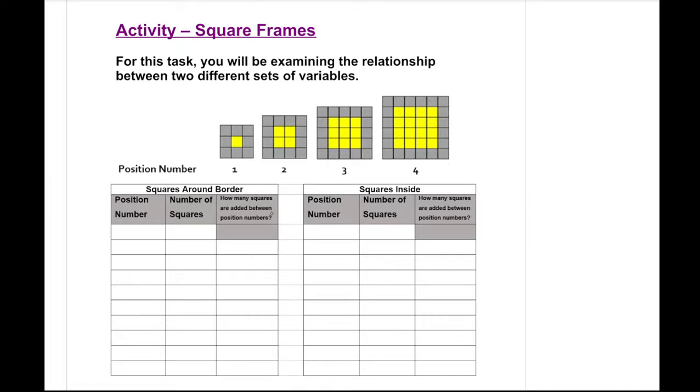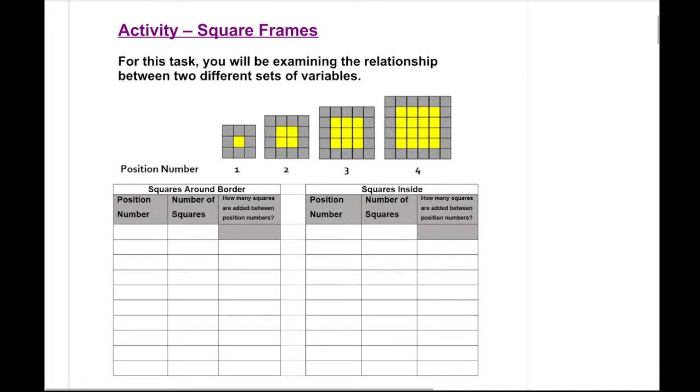We are going to be looking at how many squares are added between position numbers, or what the numbers change by. So we look at position 1, 2, 3, 4, at least for the ones that we have now. If I look at the gray squares, I see 8 in the first one, then we have 12, and the third one has 16.